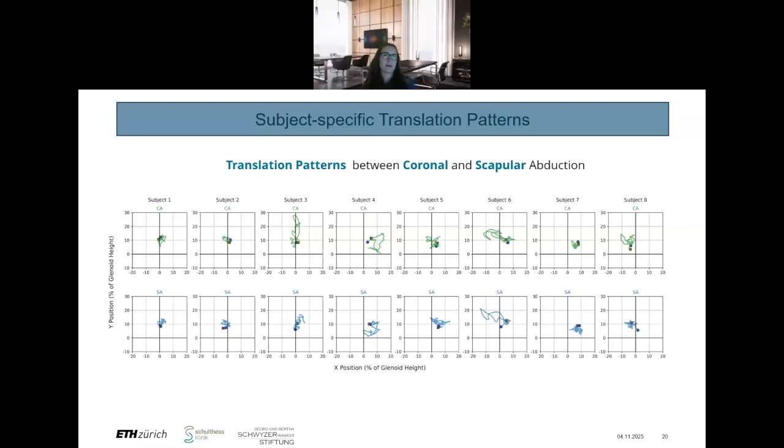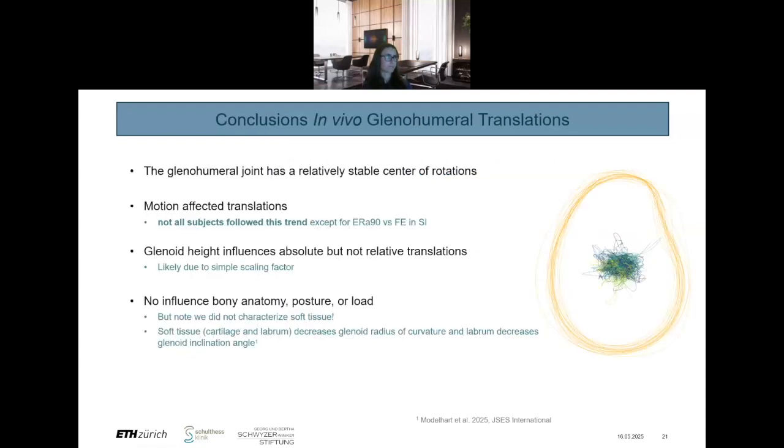encouraging in the capacity of biplane to detect these subject-specific patterns. Because if they were just arbitrary registration errors, we wouldn't see this consistency within each subject between motion trials. So I found this quite interesting and encouraging for general measurement of these translations.